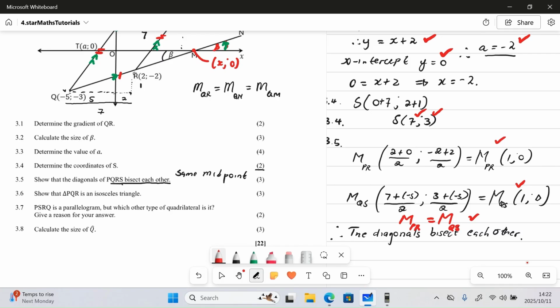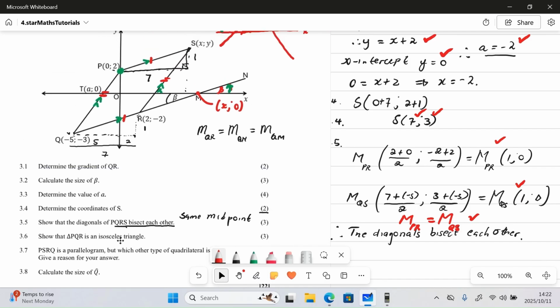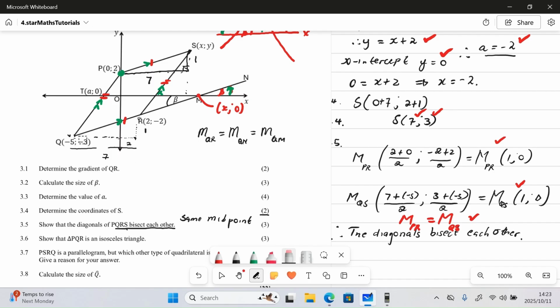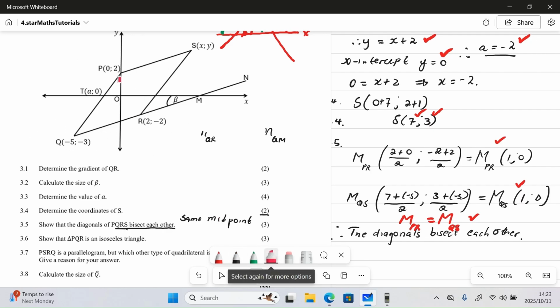Show that triangle PQR is an isosceles triangle. We know that in an isosceles triangle, two sides must be equal, and also two angles must be equal, the angles opposite to equal sides. So let's check how we can prove that it is an isosceles triangle. Let's highlight the triangle. Triangle PQR. This triangle.